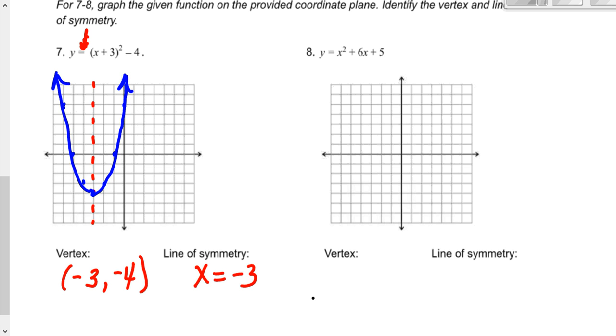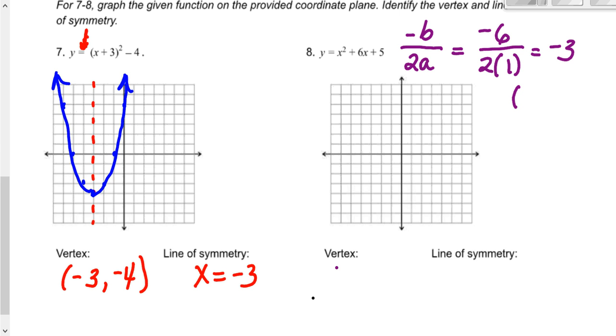For problem 8, this is in standard form. So to find the vertex, I would do the opposite of B over 2A. And the opposite of B would be -6. 2 is 2. A is 1. This leaves me with -3. So I know my vertex is going to be at -3 something. I need to find that something.